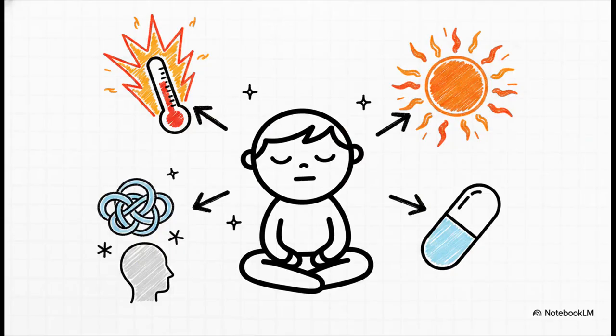What makes Hartnup so tricky is that most patients are completely asymptomatic for years. A patient might be doing just fine, living a totally normal life, until the disease is suddenly unmasked by physiological stressors that spike their metabolic demand. So watch out for triggers: a sudden high fever, intense sunlight exposure causing that classic photosensitive rash, severe psychological stress, or maybe the sudden introduction of sulfonamide antibiotics.